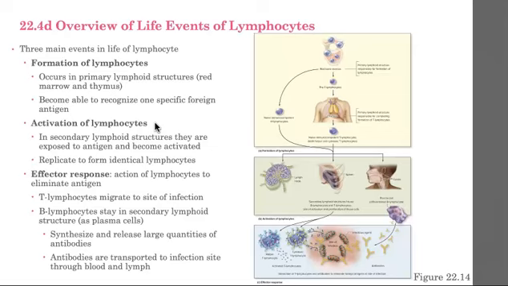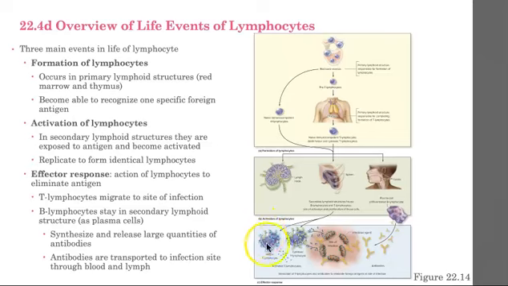The second event is called activation of lymphocytes. And so at this point, the B and T cells will travel to secondary lymphoid structures. So we covered this in the last chapter. It could be our lymph nodes, our spleen, the tonsils, and here they are going to be exposed to an antigen and become activated. And once activated, we need them to proliferate and clone themselves so that we can form identical lymphocytes and essentially create an army to combat a specific antigen.